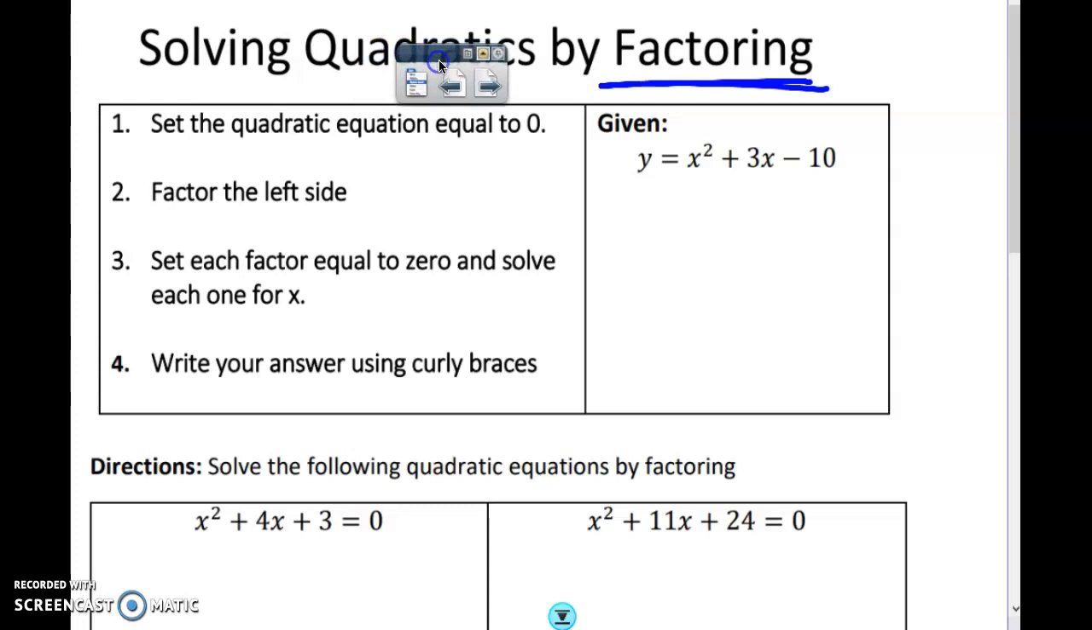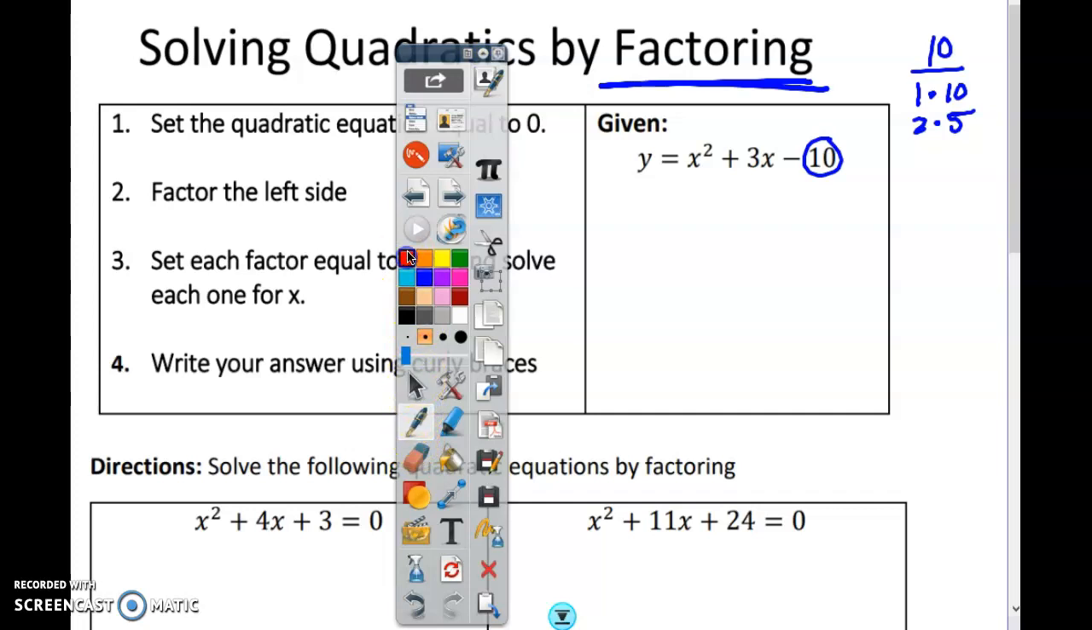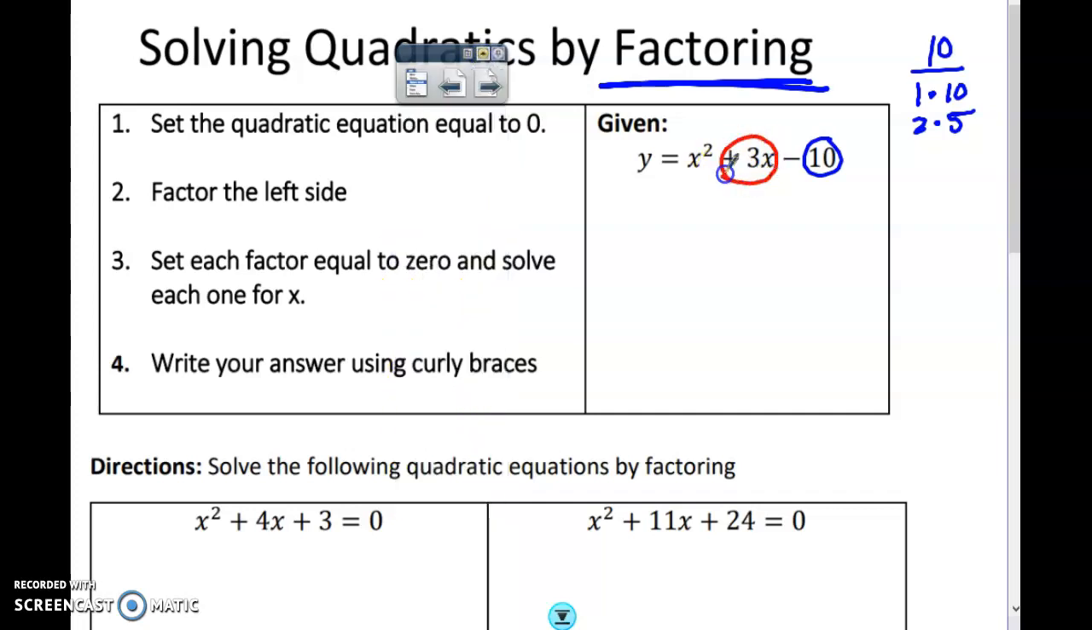So we need things that multiply and give you 10. Products of 10. No, multiples of 10. Things that multiply and give you 10: 1 times 10, 2 times 5, and that's it. Which one of those gives you a sum or a difference of the middle number? 3. 2 and 5, right?